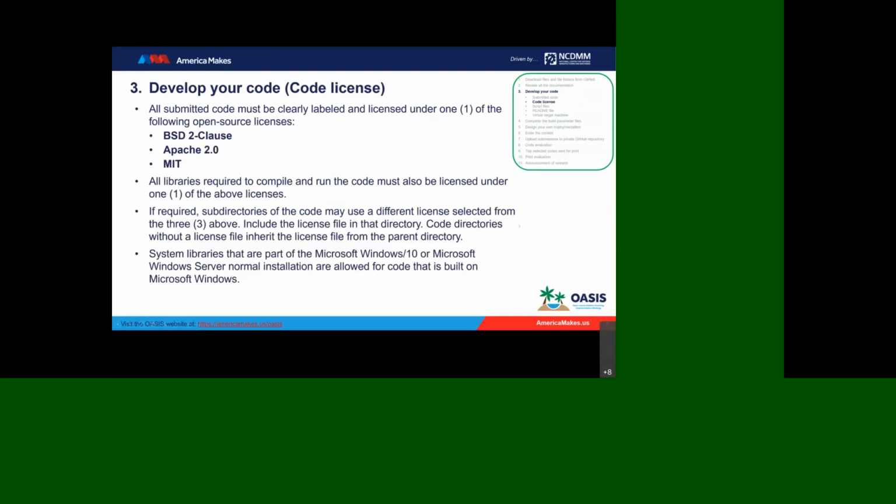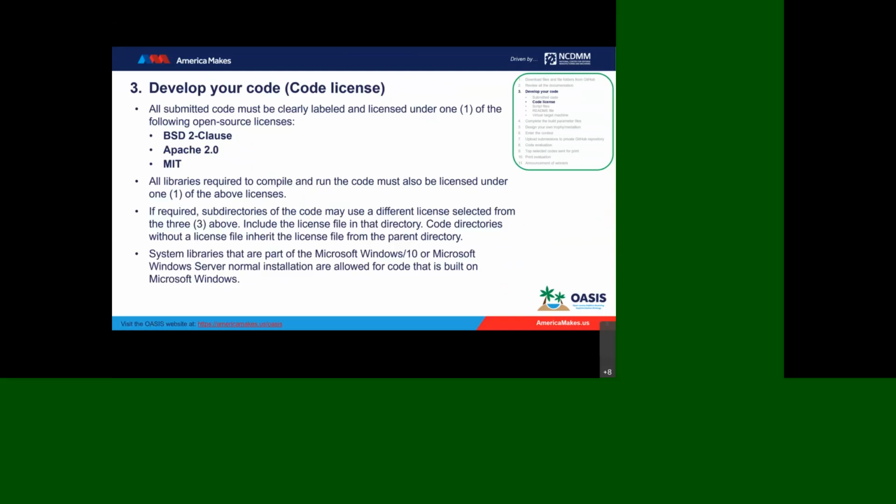Code license. All submitted code must be clearly labeled and licensed under one of the following open source licenses. BSD 2-clause is the license that will be in your private GitHub repository when you go to submit your code. So when you go to submit your code, that license will be pre-populated into your GitHub repository. Apache 2.0 and MIT are also acceptable. If the code is licensed by one of those 2, you're going to need to change that pre-populated license. All libraries required to compile and run the code must also be licensed under one of the above licenses.